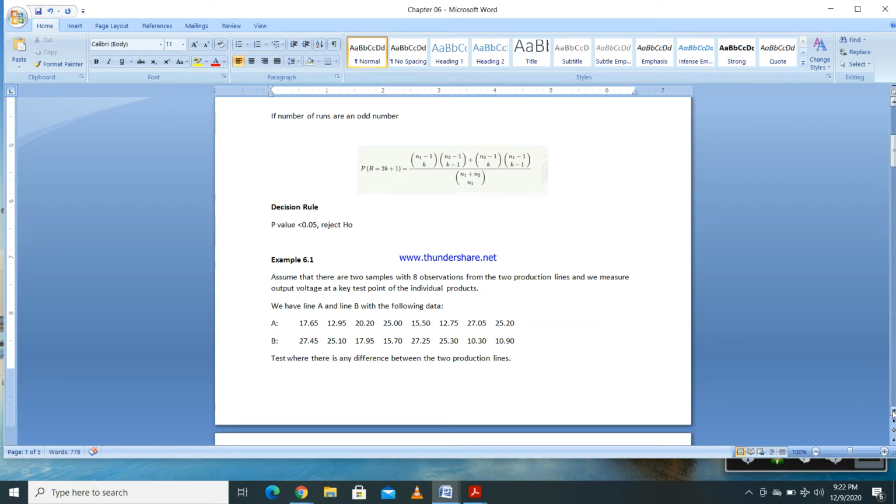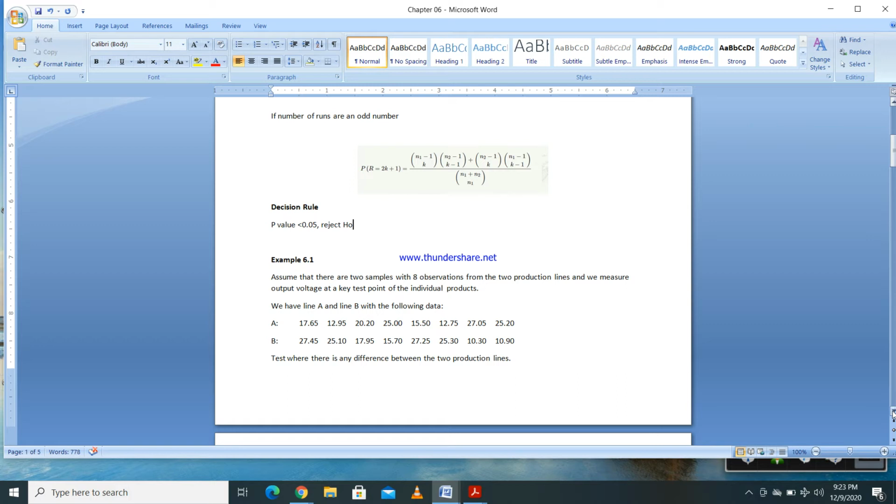It says, assume that there are two samples with 8 observations from two production lines, and we measure output voltage at a key test point of the individual products. So let's say there are two production lines. Let's say they are producing some electronic item, right? From these two production lines, they have taken 8 products from each production line. So we need to check whether there is a difference between these two production lines, right?